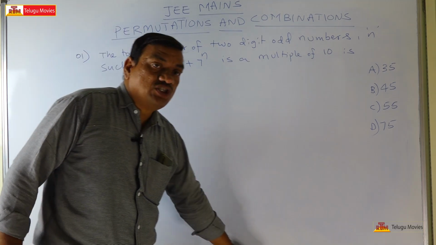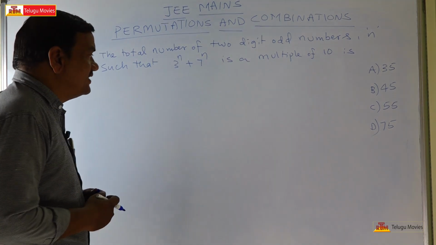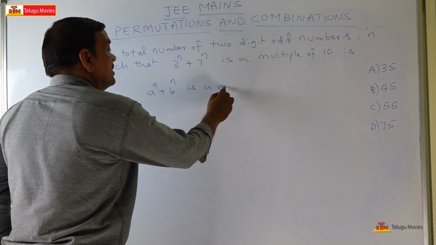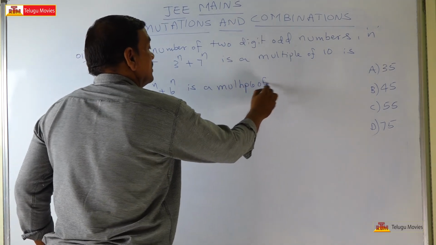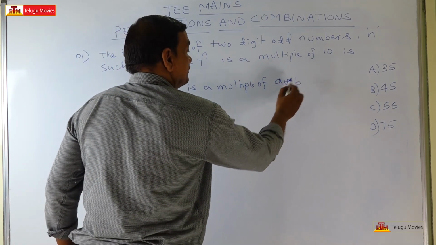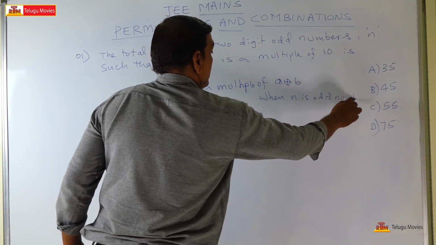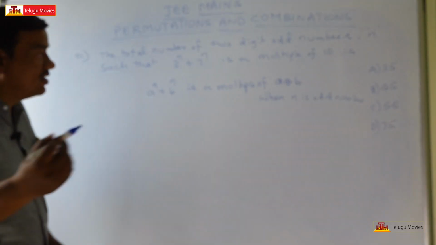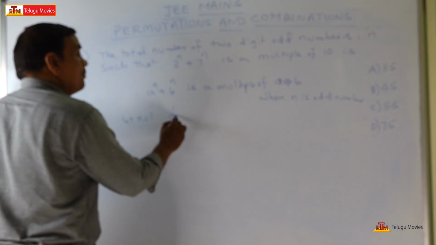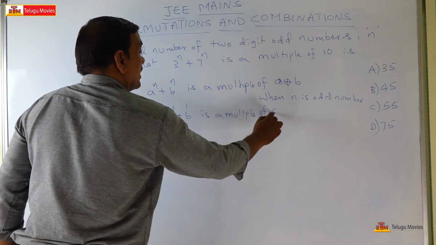Understand? To do this problem, you should know one basic concept. What is that basic concept? a power n plus b power n is a multiple of a plus b when n is an odd number. For example, let us take n equal to 1. a power 1 plus b power 1 is a multiple of a plus b. Is that right?